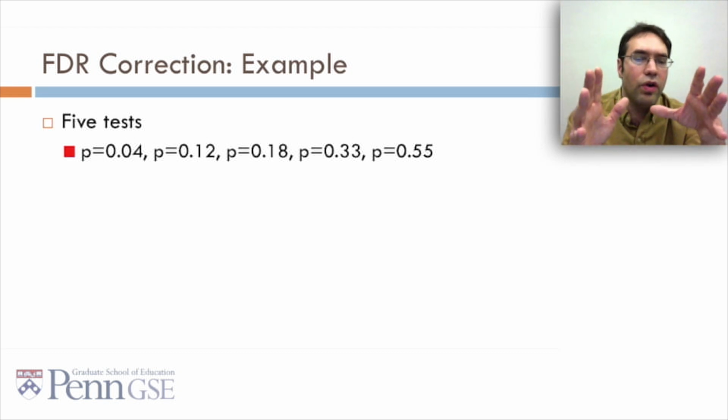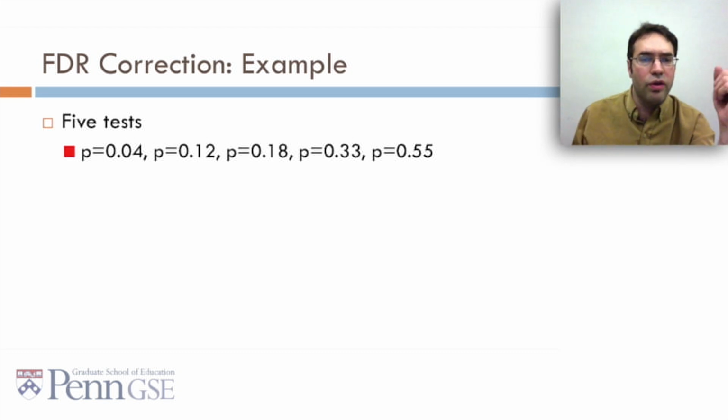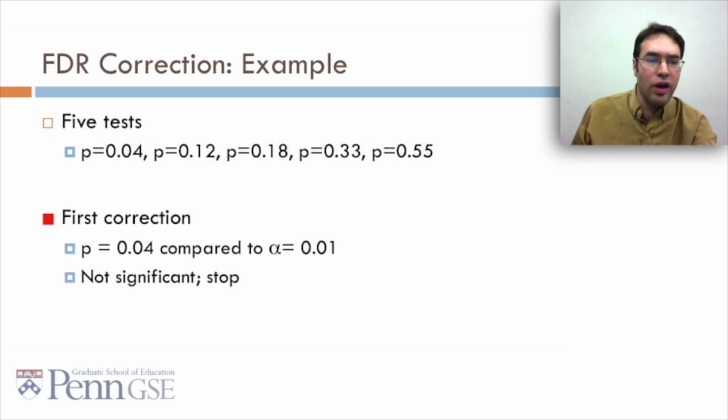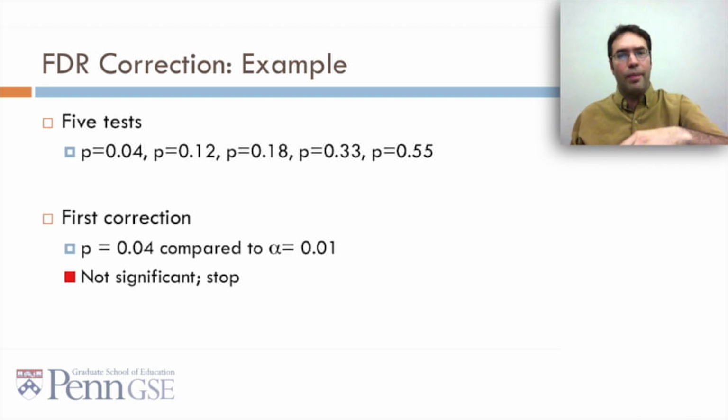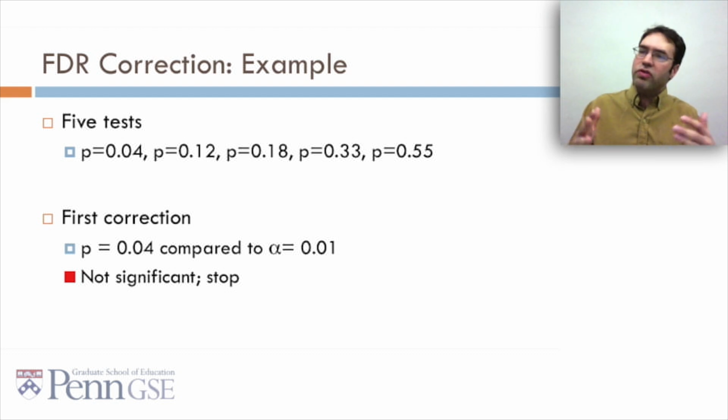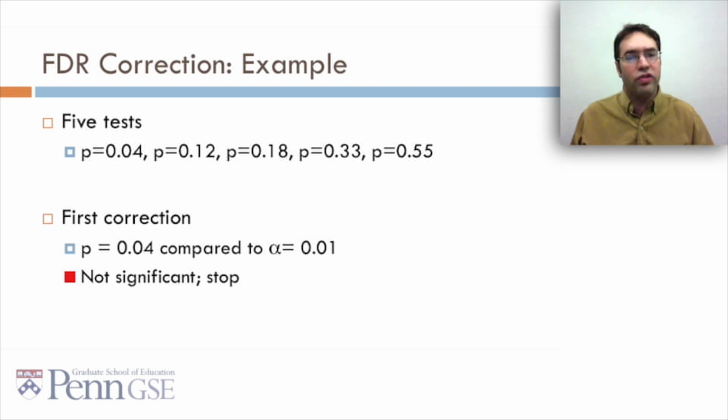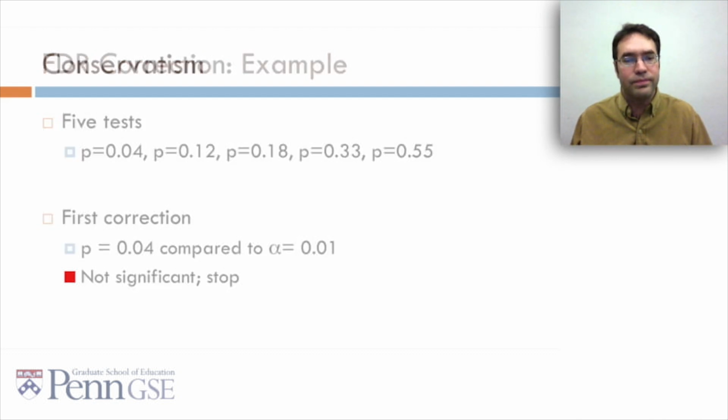How about the 0.04, 0.12, 0.18, 0.33, 0.55, where Bonferroni threw everything out? Well, we do the first correction, p of 0.04 compared to alpha of 0.01. It's not significant, we stop. So actually, for this case, where we probably do want to throw everything out, FDR is just as strict as Bonferroni.